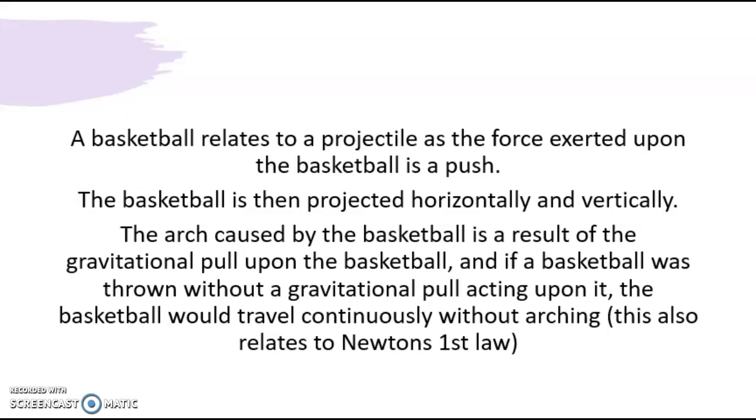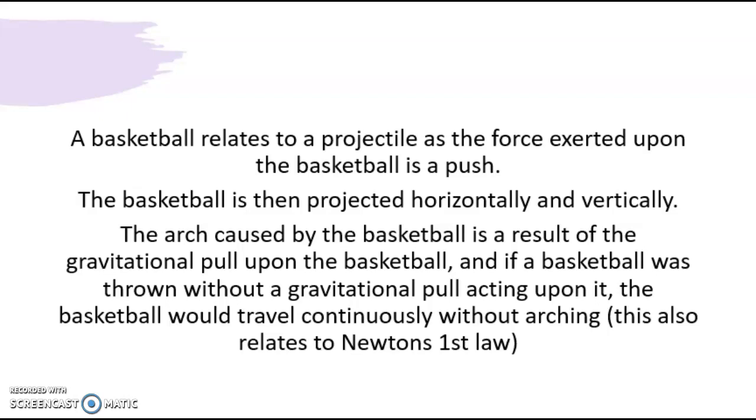The basketball is then projected horizontally and vertically, causing, if the proper shooting technique is applied, the basketball to rotate, elevate, and finally swish through the net. The horizontal and vertical components are both independent and therefore do not affect each other. The arc is a result of the gravitational pull upon the basketball, and if the basketball was thrown without that pull acting upon it, it would travel continuously without arcing, which relates to Newton's first law.